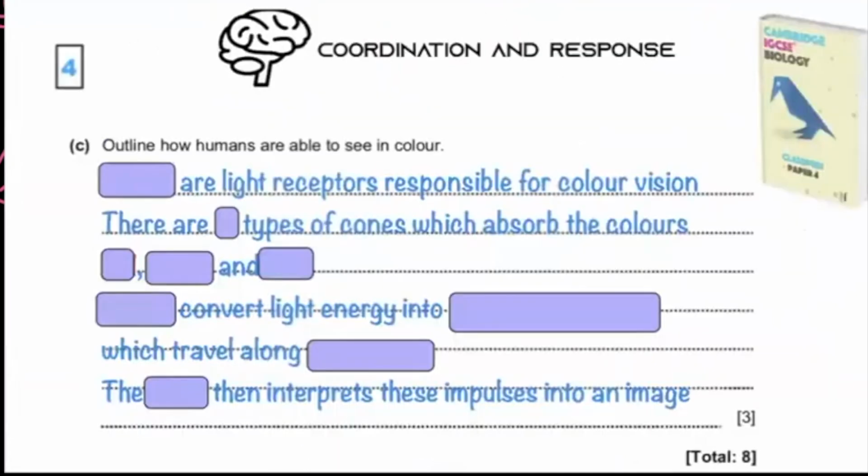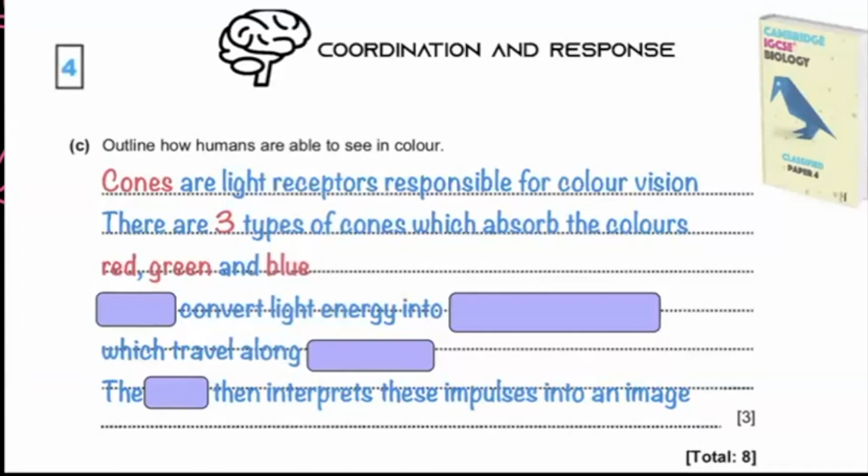Let's try a question about rods and cones. It says, outline how humans are able to see colors. So what am I supposed to start with here? I'll start like this. I say, light receptors are responsible for color vision. Do you remember which of these light receptors I'm talking about? I'm talking now about the cones. How many types of cones do you have? You have three. You have the ones for red, the ones for green, and the ones for blue, the primary colors.